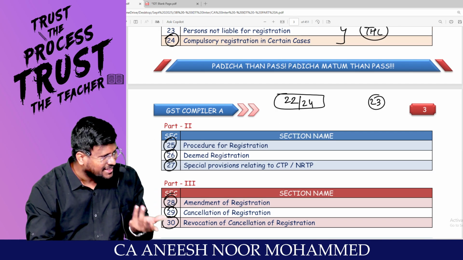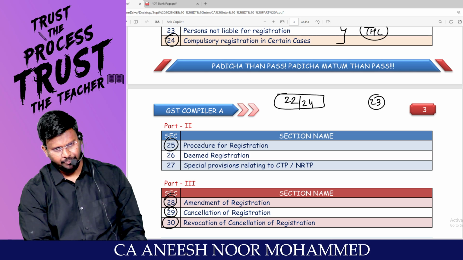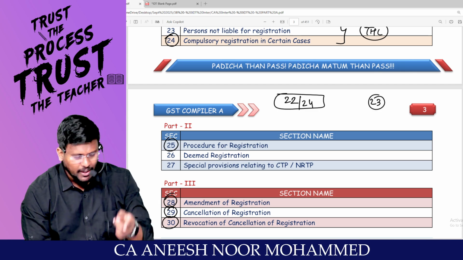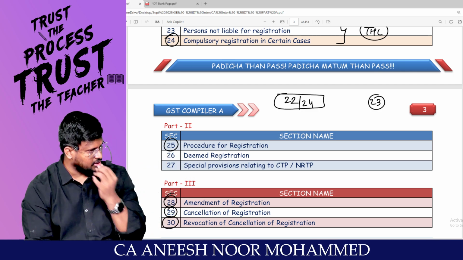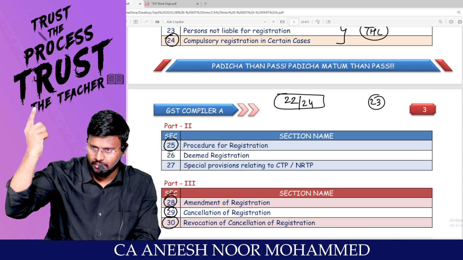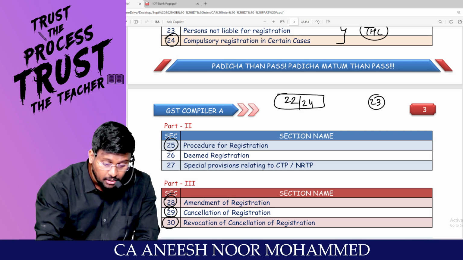Sir, how to take the registration? That is explained in section 25, the procedure for registration. Because I should know how to take the registration. Sir, if I take registration in central, it is equal to taking registration in what? State. That is deemed registration.